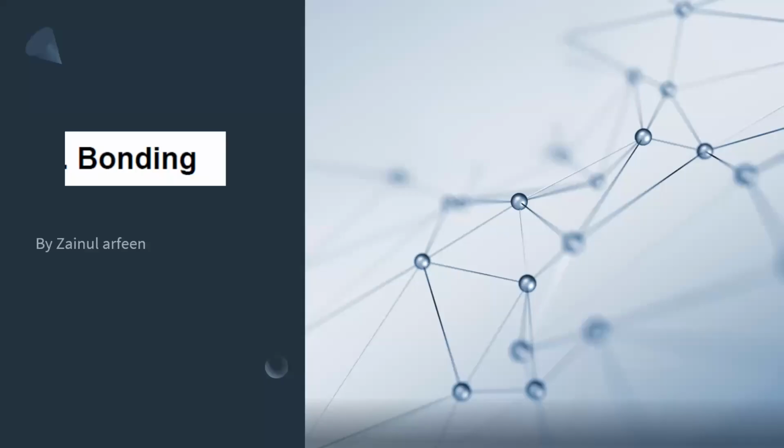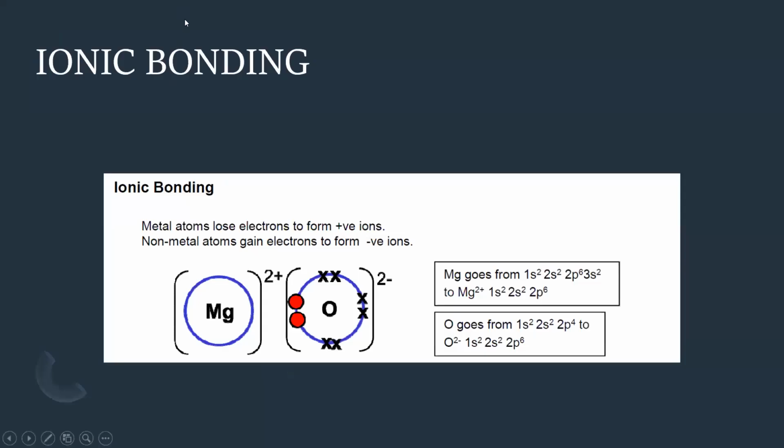Today we'll start a new topic related to bonding. In this session, we will discuss different types of bonding such as ionic, covalent, metallic, as well as dative. First, what is an ionic bond?